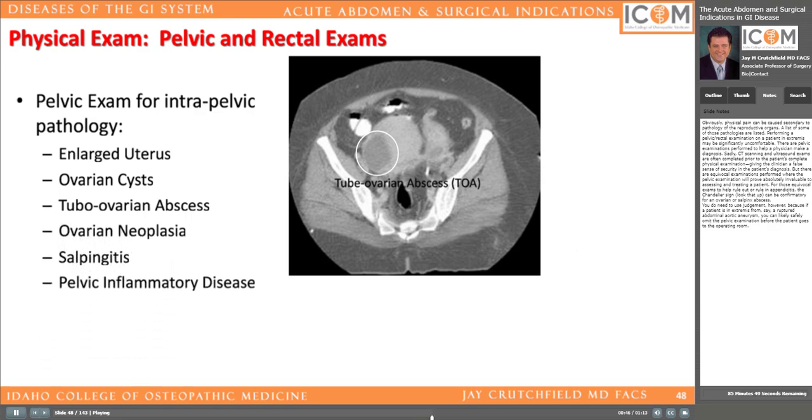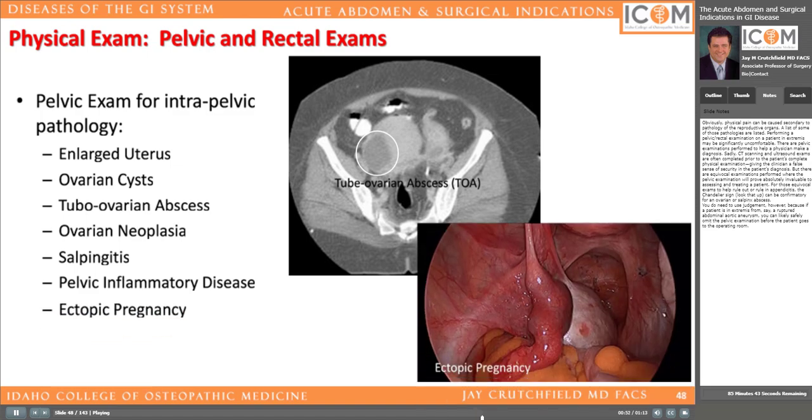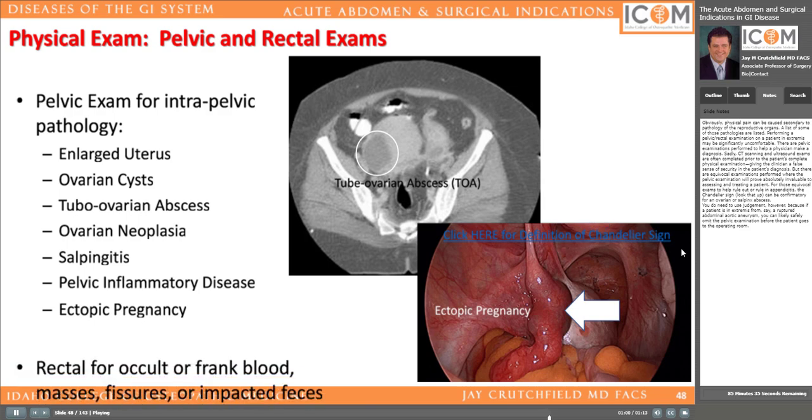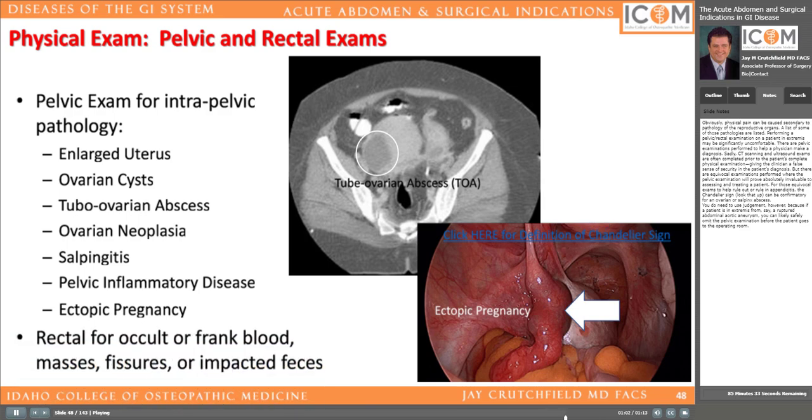For those equivocal exams to help rule out or rule in appendicitis, the chandelier sign, look that up, can be confirmatory for an ovarian or a salpinx abscess. You do need to use judgment, however, because if a patient is in extremis, for example from a ruptured abdominal aortic aneurysm, you can likely safely omit the pelvic exam before the patient goes to the operating room. It does require use of some common sense.